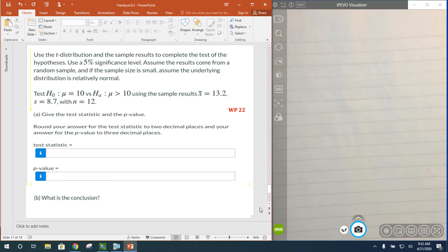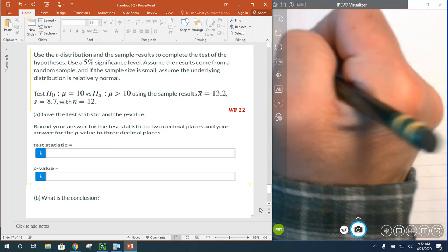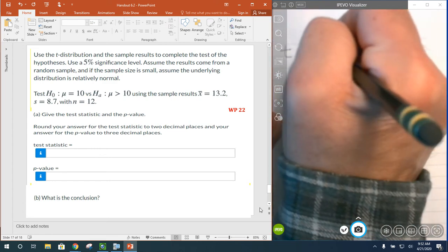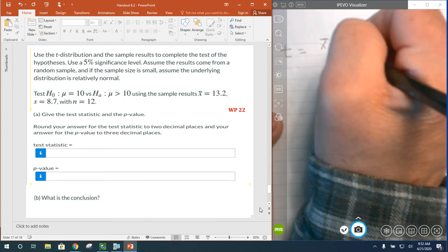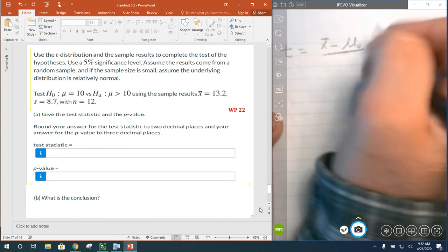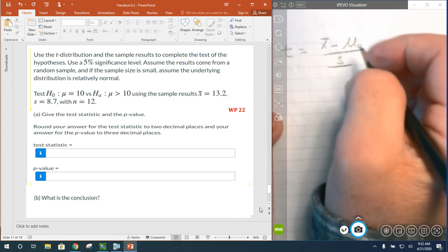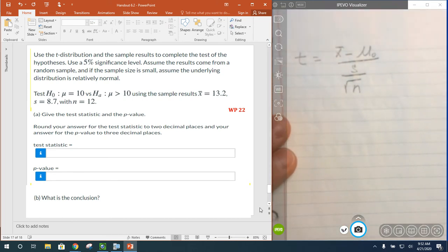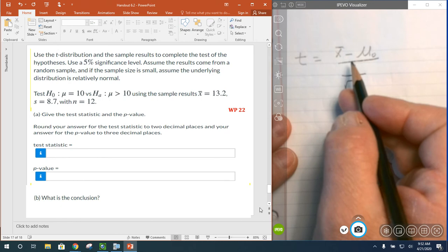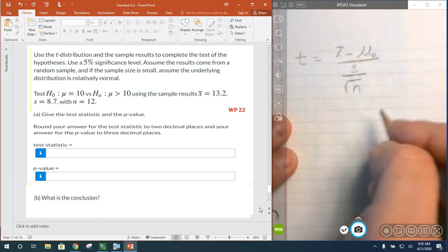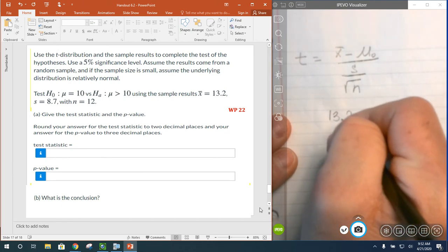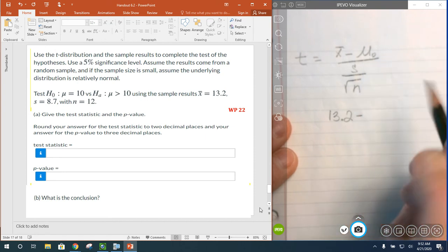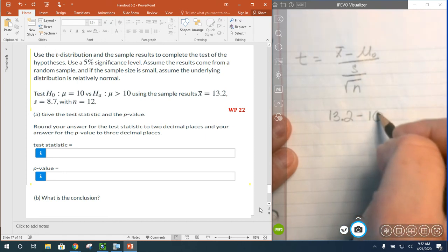Give the test statistic. Okay, so we're going to use t equals x bar minus the null divided by the standard error, which is really s divided by the root of n. All these are very easy to find in the problem. Our x bar is 13.2. Our null value, nothing going on, mu equals 10. It says it right in the problem.